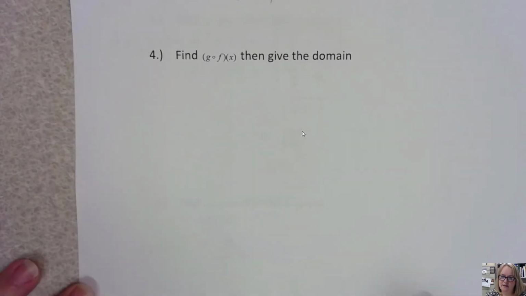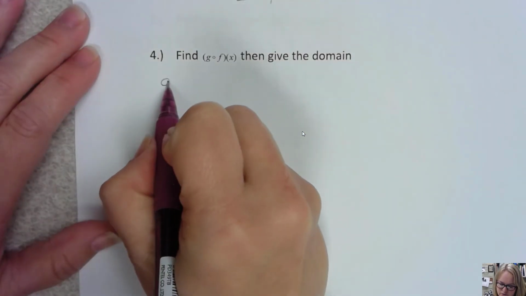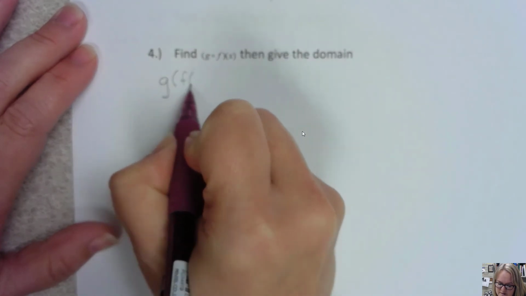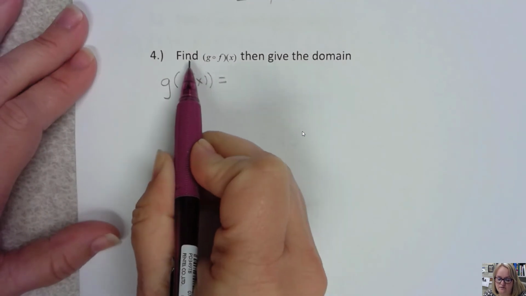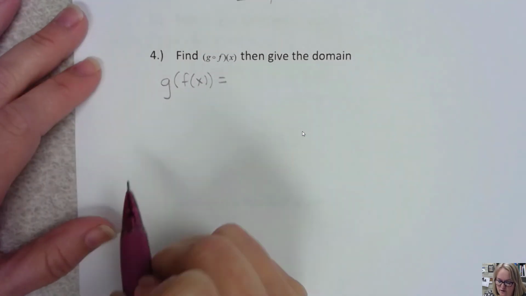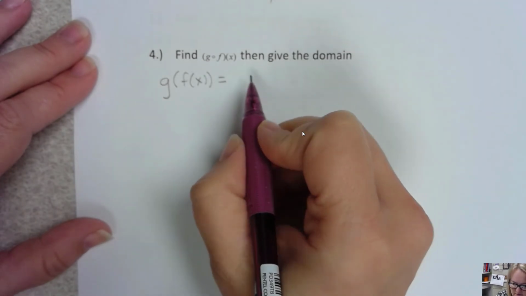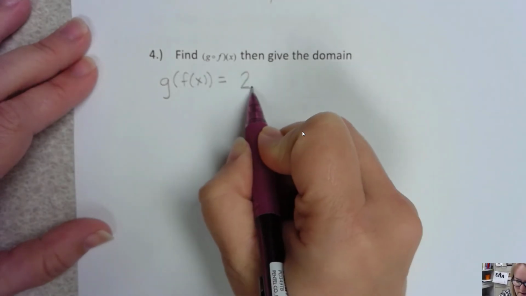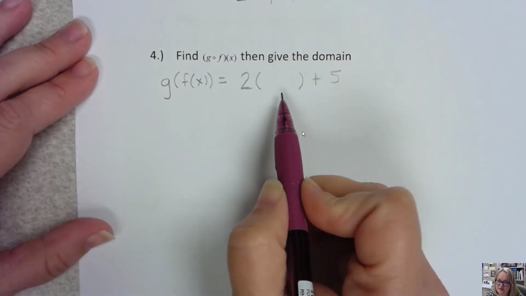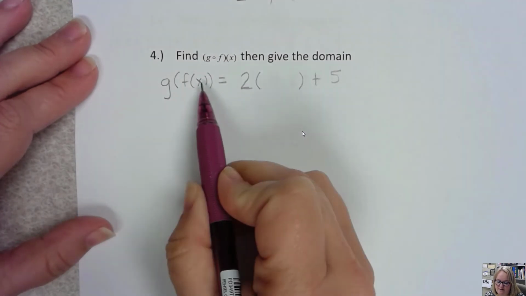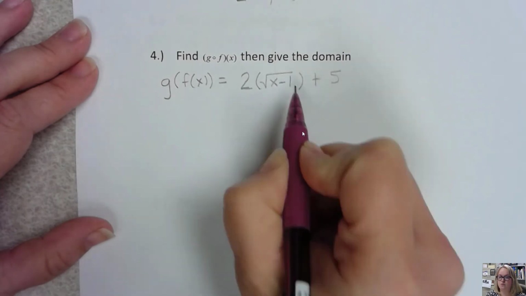All right, let's look at the next one. Next, I want to find g of f of x and give its domain. So this time I'm looking for g of f of x. So I'm going to take the function f, fill it into the function g, and create a new function. Okay, so the function g is 2x plus 5. This is g, but instead of putting that x there, I'm going to put the function f, which is the square root of x minus 1.